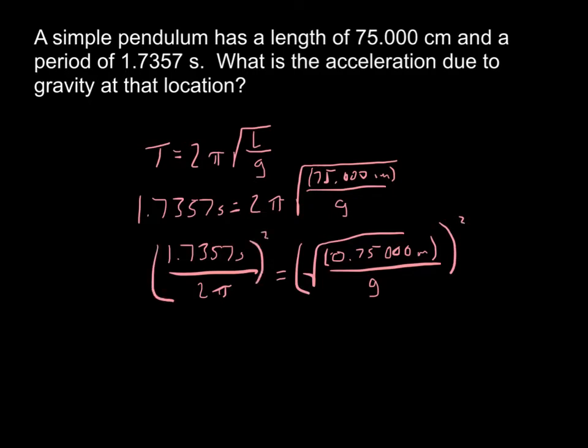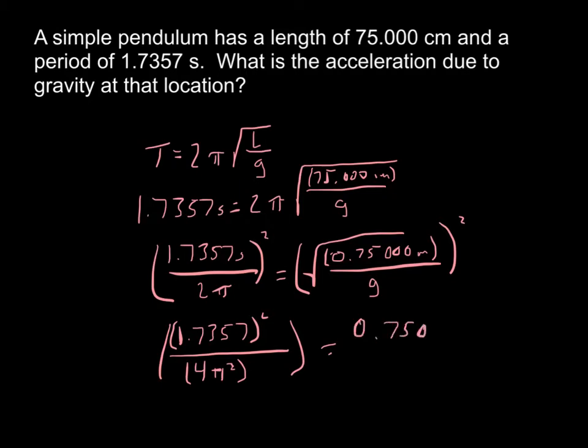This is where we have to be careful with our algebra. This is probably the most common mistake I see. We would do 1.7357 squared, and then that squared also goes to both of these, so 4 pi squared. When you put that in your calculator, you want to make sure to have parentheses around that so that you're dividing by both the 4 and the pi squared. That's really the most common mistake I see all the time, not putting parentheses around the 4 pi squared in your calculator. So that equals 0.75000 meters over g.